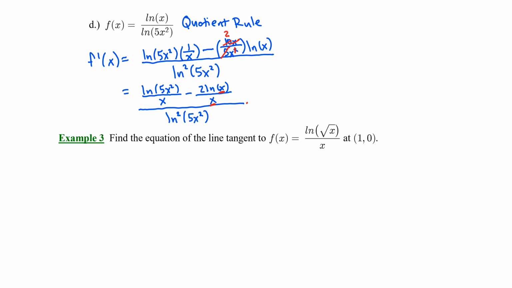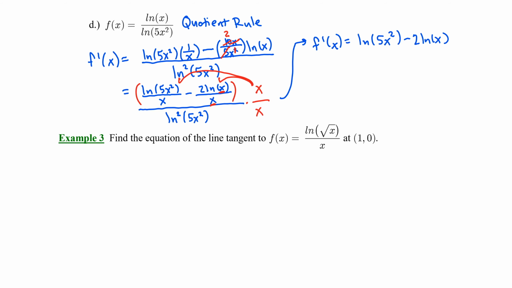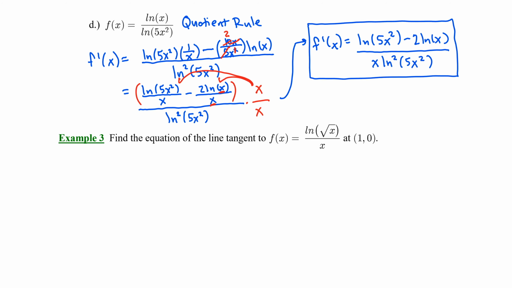Now, we do have a complex fraction, and the way we're going to simplify it, we're going to multiply the top and the bottom by our LCD, which is x. So when I distribute x to each of the terms in the numerator, that's going to cancel each of those denominators. So we'd end up with natural log of 5x squared minus 2 natural log of x. And in the denominator, we're going to multiply by this little monomial factor x. I'm going to write it to the left to make it readable. That is, it's not going to combine with the argument that's already there. And there's nothing we can do to simplify that, so that is our final derivative.